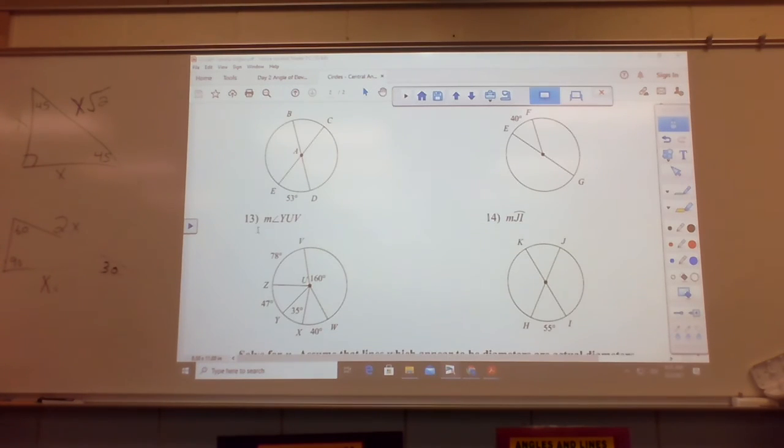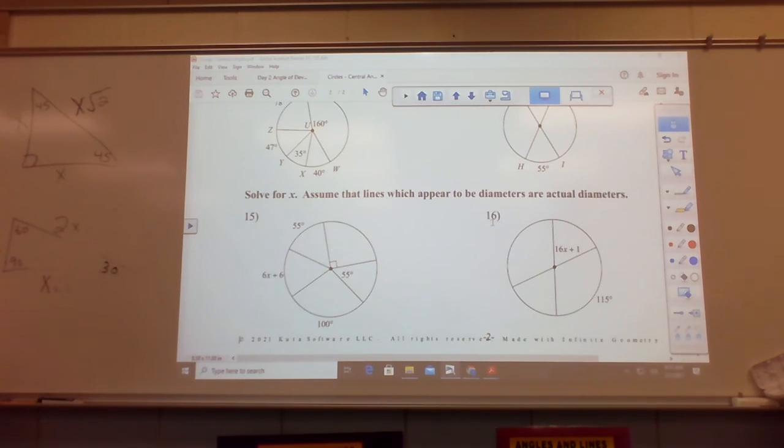Then 13, you're finding the angle. 14, you're finding the minor arc. 15 and 16, a little bit of an equation you're going to have to solve. So those last 8, those I want you to work on, and you have the rest of the period to work on that. When you get done, just hold tight. Show it to me tomorrow.